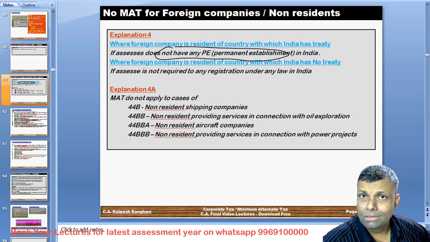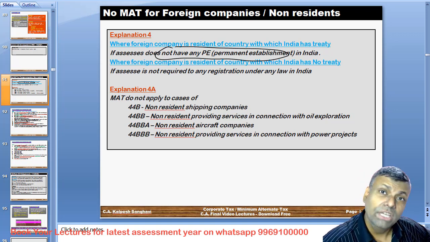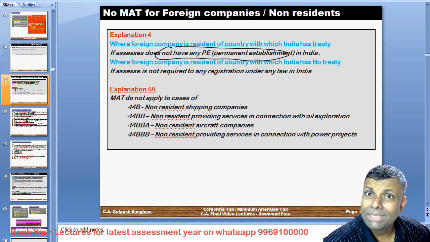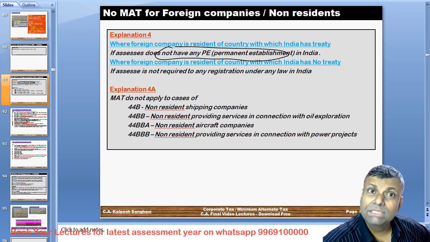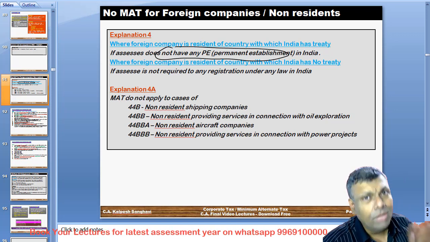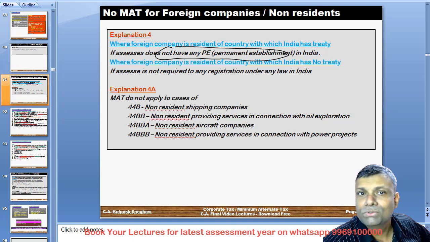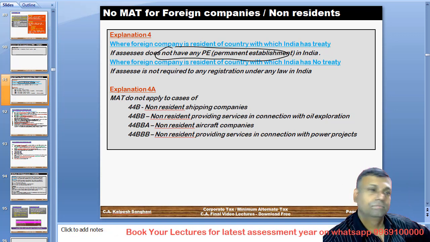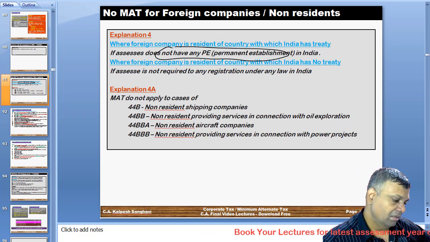So, this particular concept, whether the MAT to the foreign company will apply or not, by itself was one of the detailed discussions. Nowadays, the law makes it very clear. Whether there is a treaty or not between India and the country with which this company is registered, looking at the question, it is sure and certain that the MAT provisions are applicable. Is that clear?